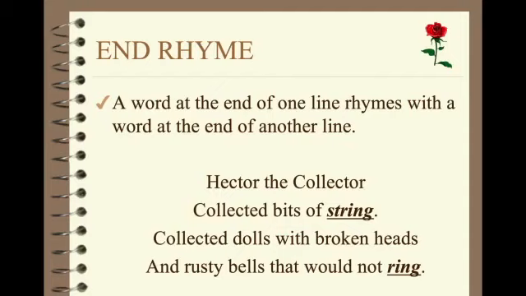Now, usually you'll notice rhymes at the end of lines and stanzas, and so a word at the end of one line rhymes with a word at the end of another line. For example, Hector the collector collected bits of string, collected dolls with broken heads, and rusty bells that would not ring. So string and ring in this essence are end rhymes.